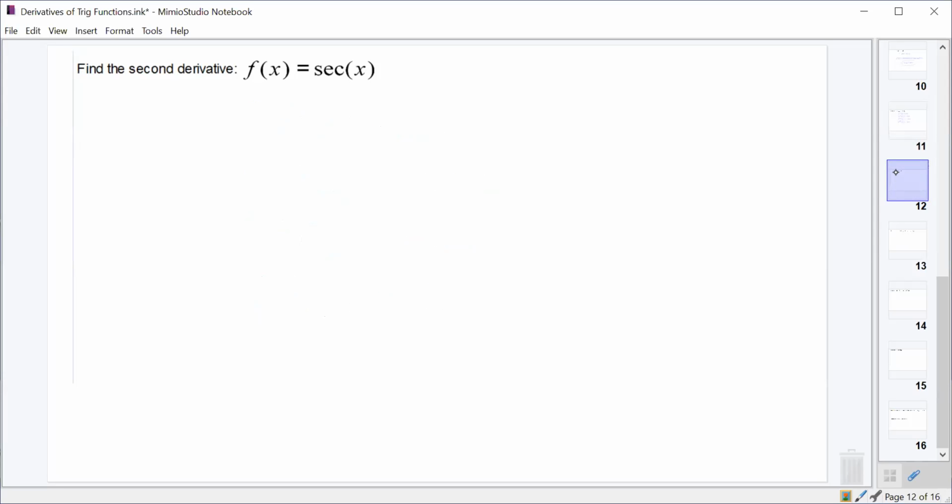All right. This will be a good one. Let's find the second derivative of secant x. So the first derivative is secant x tangent x, right? We got that memorized now.